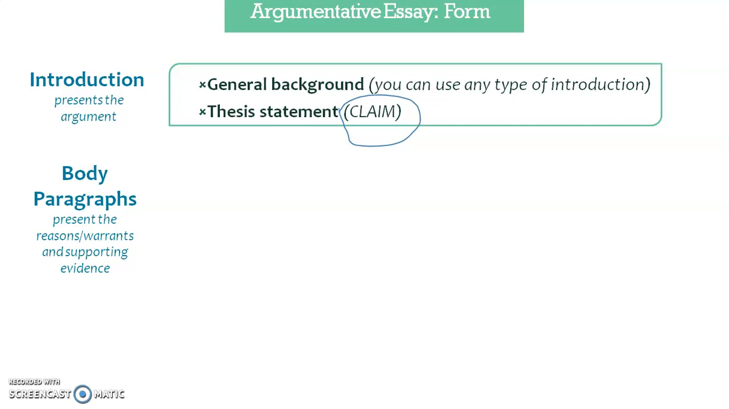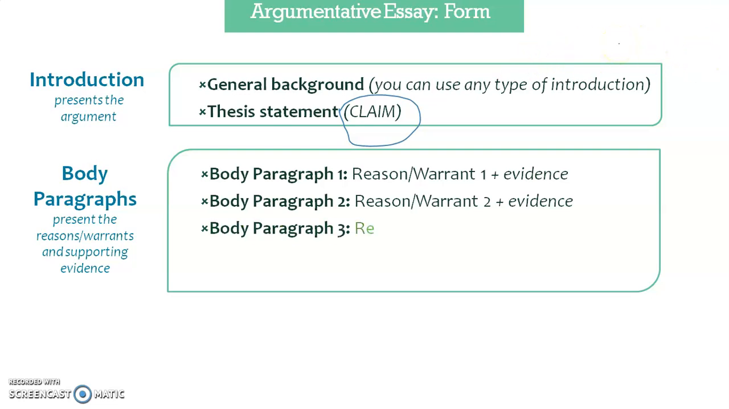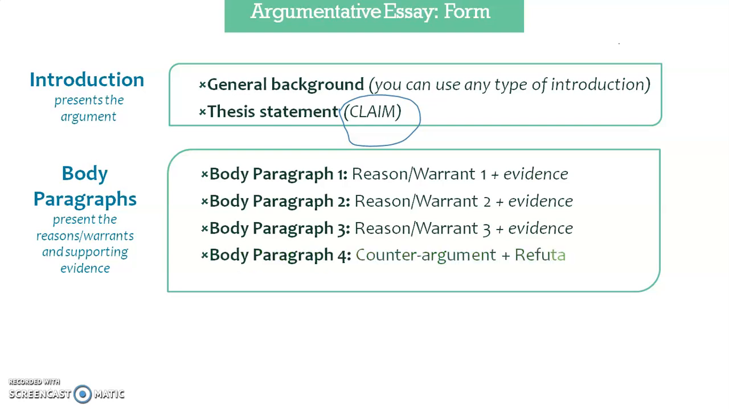Then we move to the body of the essay. There are 4 body paragraphs if we have 3 reasons or 3 subtopics in the thesis statement. Each body paragraph gives a reason, one reason to support the claim, and each reason is supported by evidence. Note that in an argumentative essay, we have a special paragraph, which is the last paragraph in the body. And this paragraph contains the counter-argument plus the refutation. These will also be explained in part 2 of our chapter.